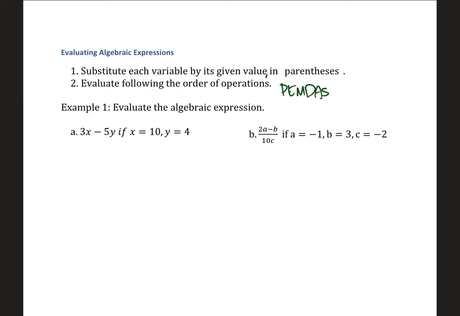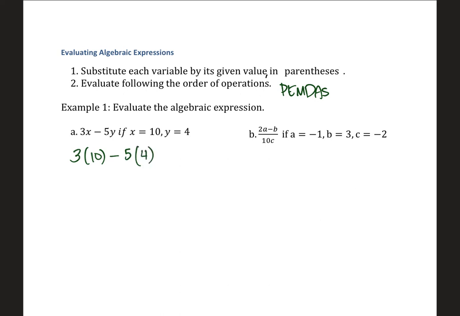Okay, I think the easiest way is to do it by example. So we see here 3x minus 5y when x is equal to 10 and y is equal to 4. So the first thing I'm going to do is substitute in the values of the variables. The value is a number that it's equal to. So the value of my variable x is 10. So instead of x, I'm going to put 10 in parentheses, minus 5 times y, which is 4.